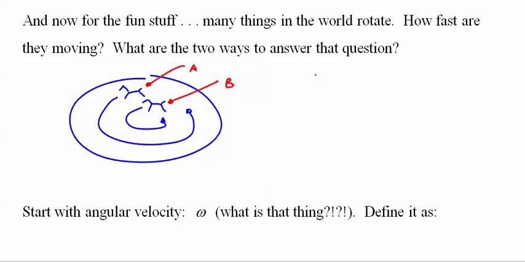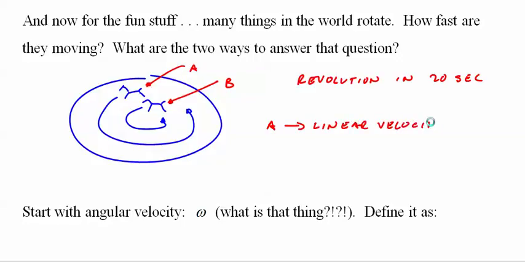They both make a cycle every 20 seconds. All right? But A has a higher linear velocity. And B has a lower linear velocity. What does that mean? That means if the bolts broke on the bottom of the little horse they're sitting on, and it went shooting off into space, horse A would be moving much faster. It's out on the edge of the circle.